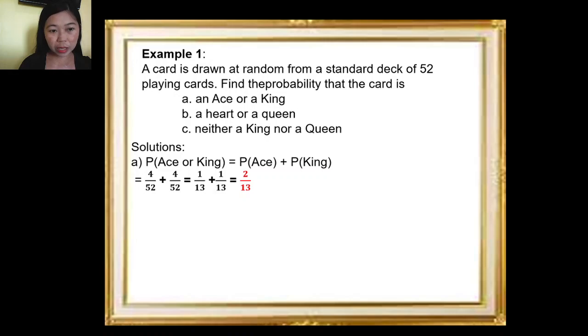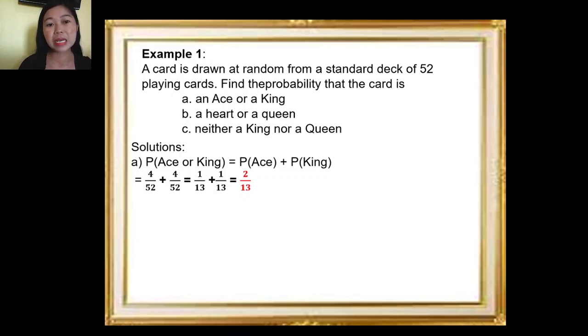So ang ginawa, sinimplify muna yung 2 fractions. So 4 over 52, since the numerator and the denominator are both divisible by 4, na-simplify siya as 1 over 13. Same to the second fraction, 1 over 13. Then adding these 2 fractions, since they have the same denominator, you just add the numerator, 1 plus 1 is 2, then copy their common denominator. So the answer for letter A is 2 over 13.